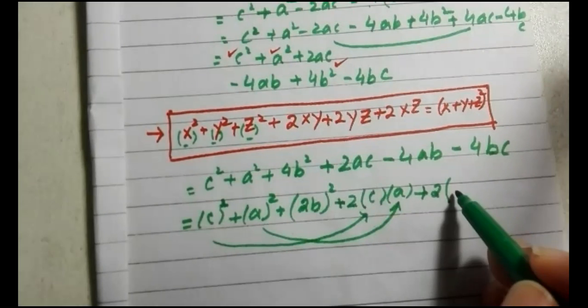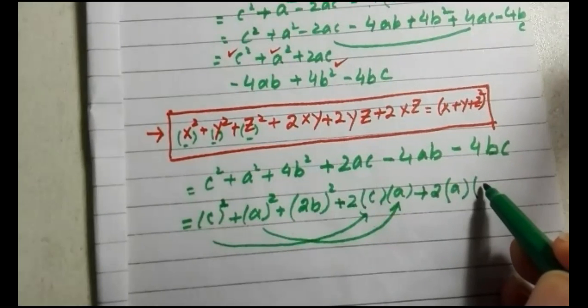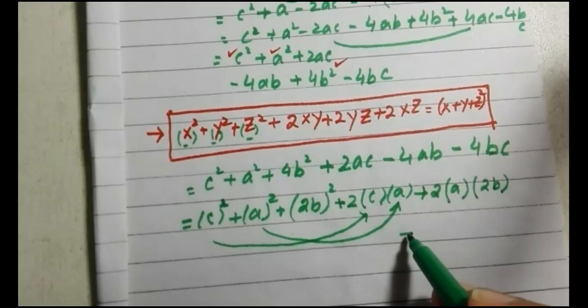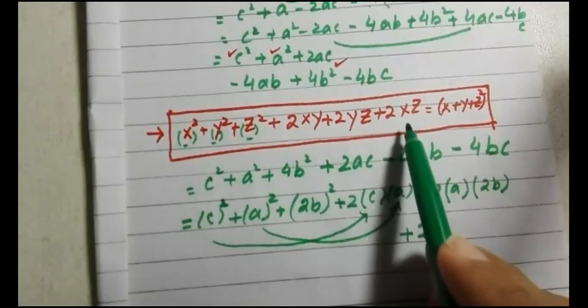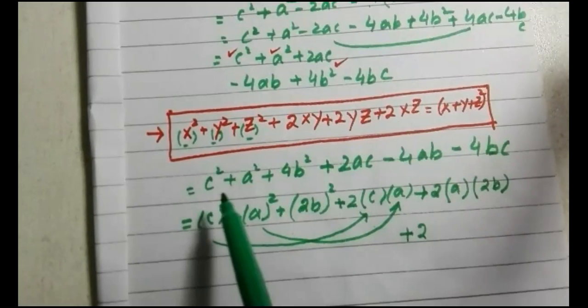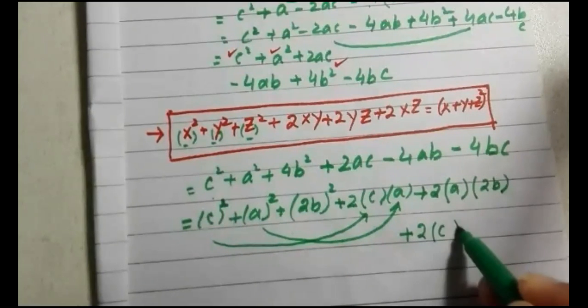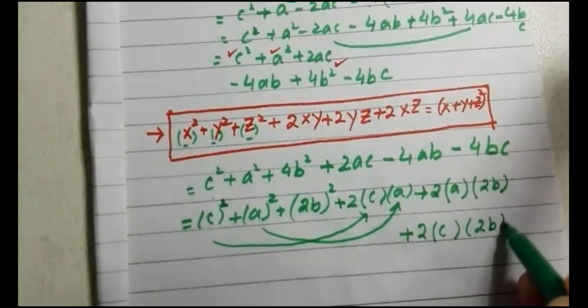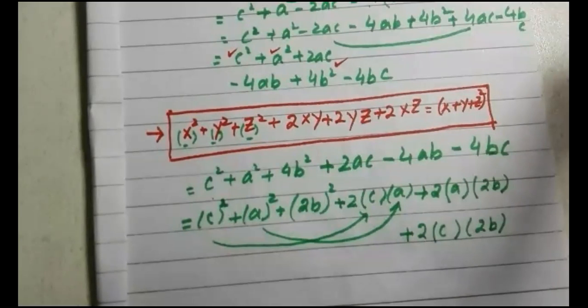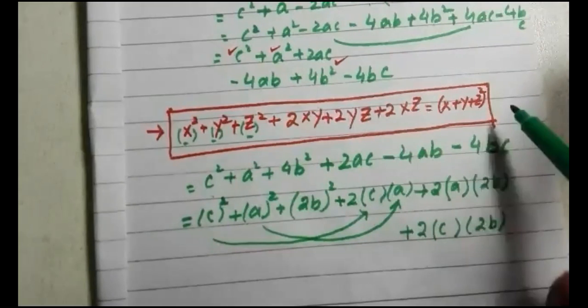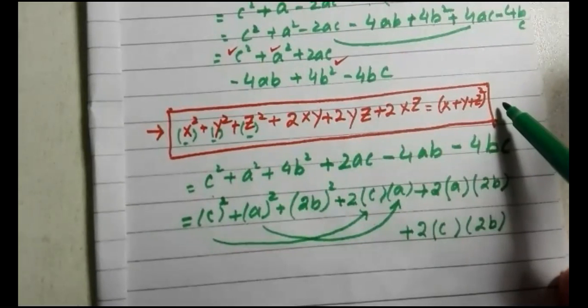Second is A, third is 2B, and finally I will write plus 2 again, and I will write first and last. First is C and the last perfect square is 2B, so I will write C times 2B. So I have explained that I have arranged these 6 terms in the pattern I have mentioned in the red box, so that I can make it a perfect square of 3 terms.